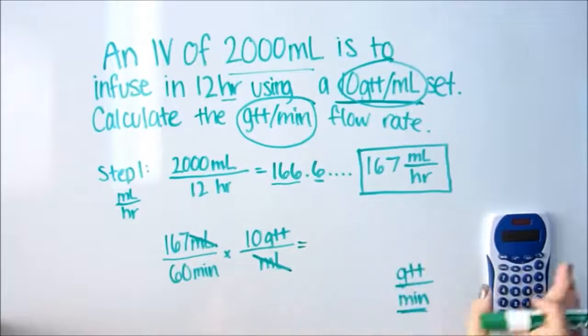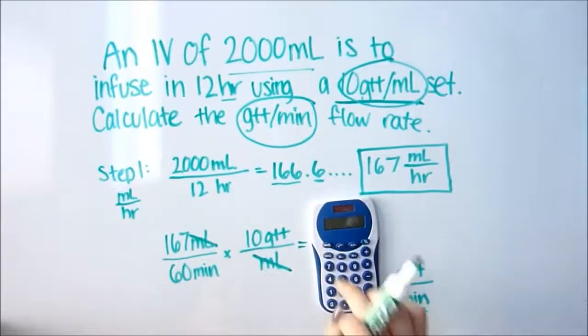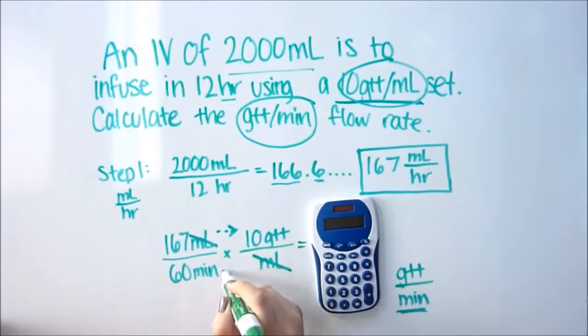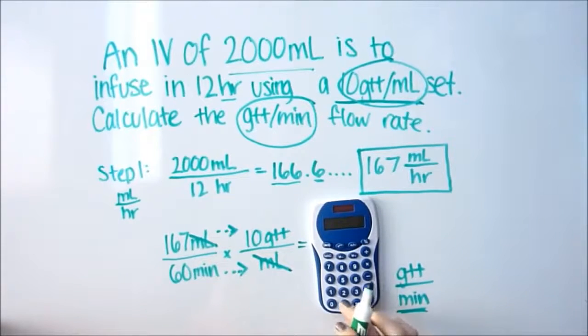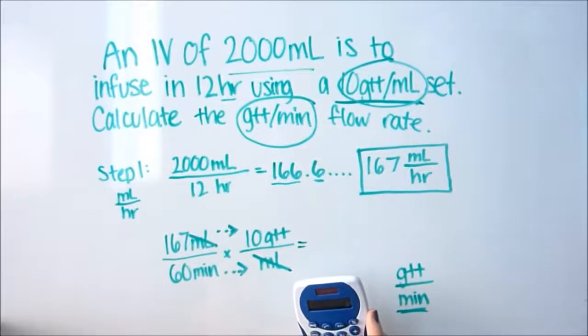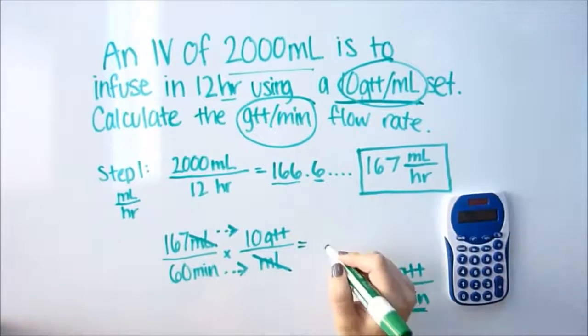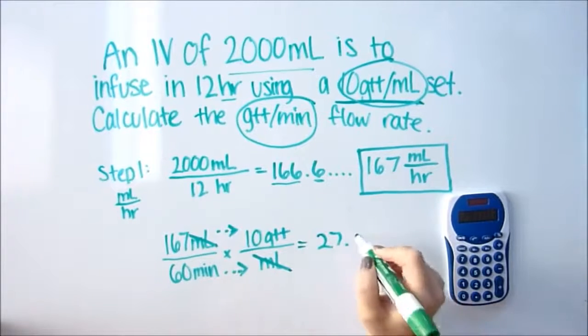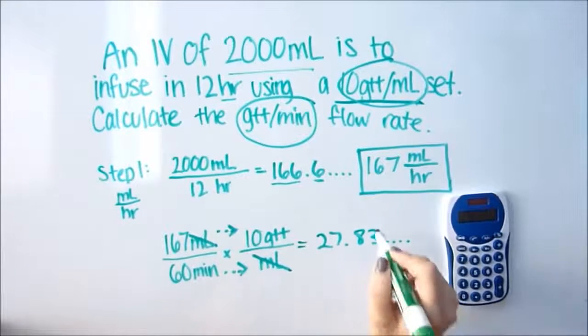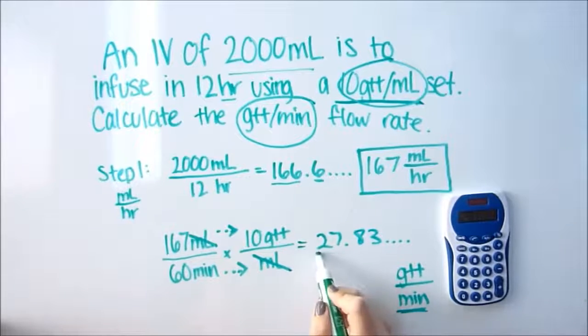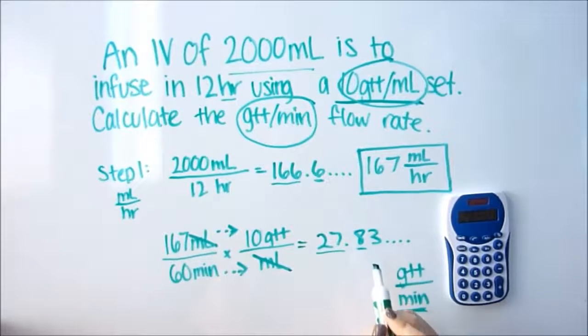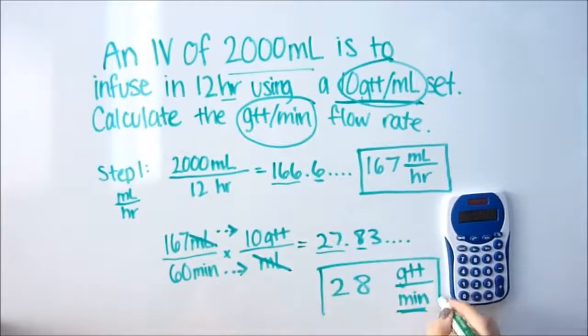We're going to take our calculator and multiply straight across, and then divide. So 167 times 10 divided by 60 gives you 27.8333, and it keeps going. Again, we're going to round to the nearest whole number, and because 8 is greater than 5, it's going to be 28 drops per minute.